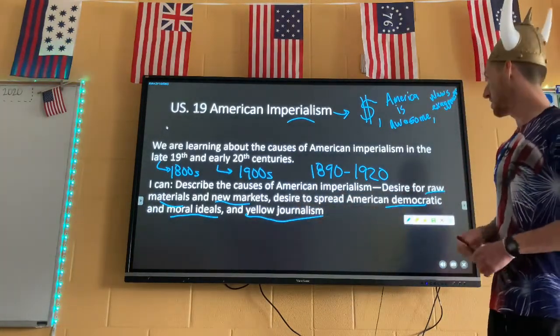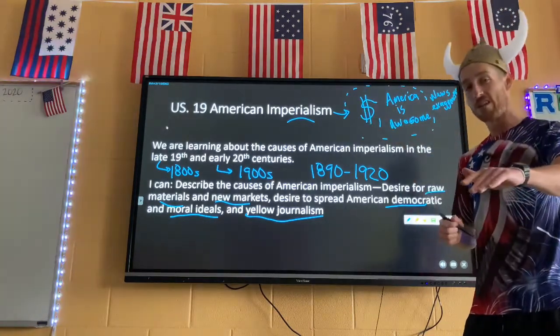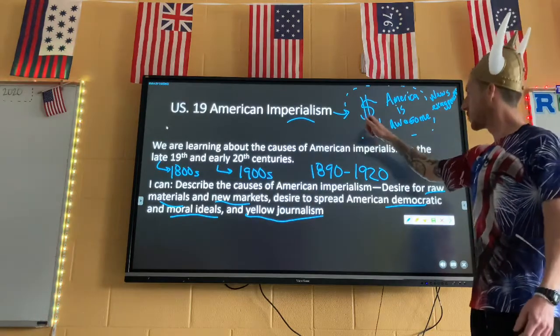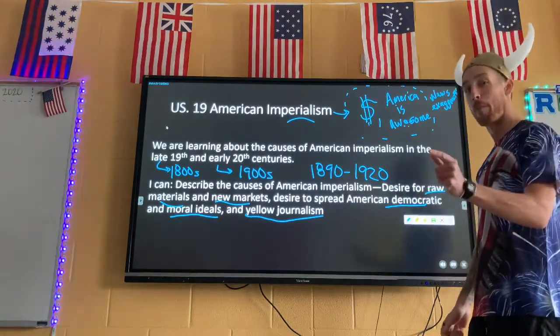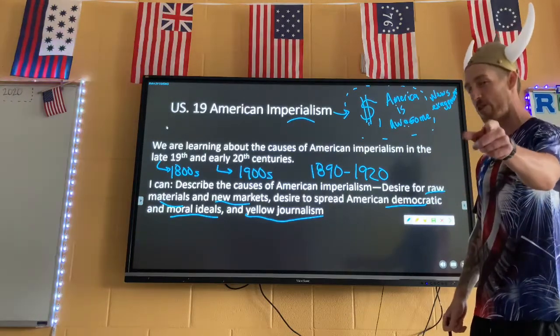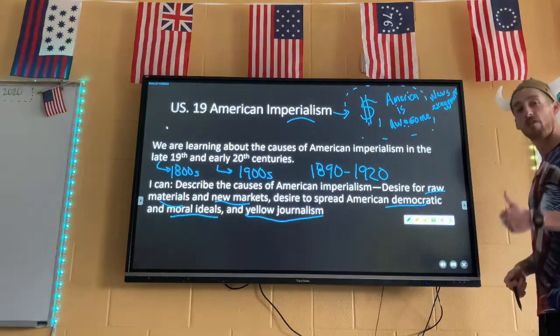But basically what you need to know is this part right here. The reason why America starts trying to take over other places is for money, and because we think at the time, in 1890 to 1920, we're better than everyone. Okay, remember social Darwinists? These are the people making decisions right here. Okay, all right, cool. Very good.